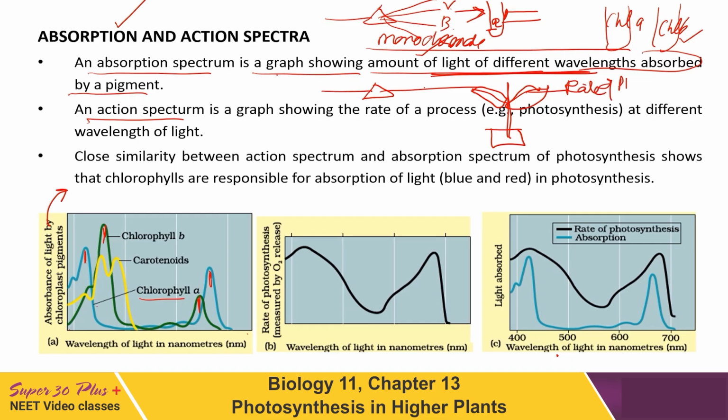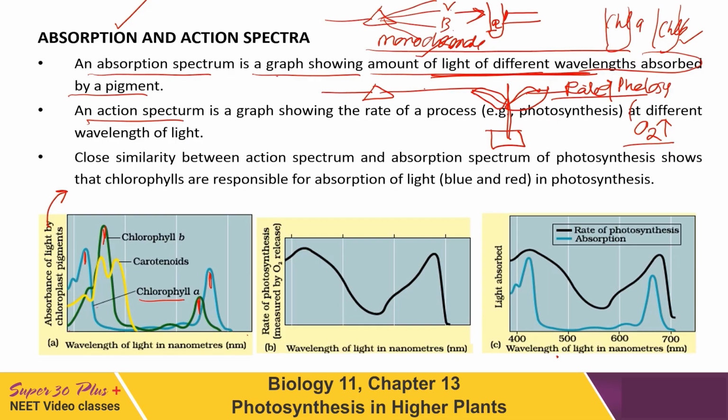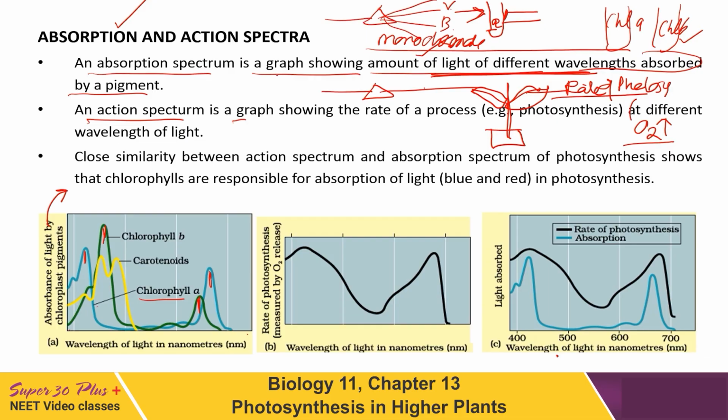You know, rate of photosynthesis is measured by how much oxygen is evolved. More oxygen evolved means more rate of photosynthesis. So that will be known as action spectrum. It is a graph where on one side we have wavelength of light, same thing here, showing the rate of photosynthesis at different wavelengths of light. Is it clear? Very, very important from the examination point of view.